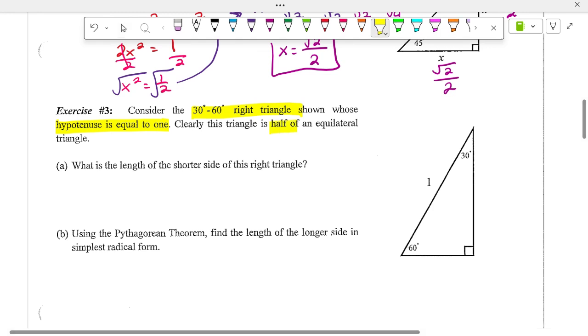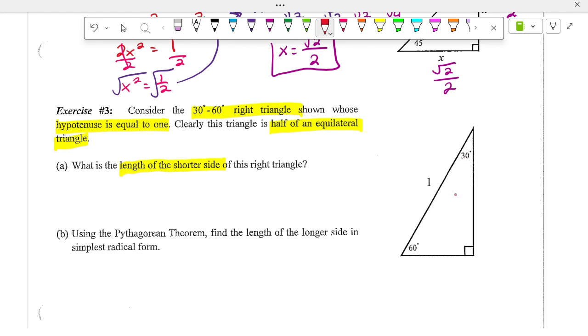Clearly this triangle is half of an equilateral triangle. So they want to know what is the length of the shorter side. First off, which one would be the shorter side? The one that's across from the 30 or the one across from the 60? Well, think about it logically. Do you think a smaller angle is going to create a bigger side than a bigger angle? No. So the short leg is here. This is the long leg.